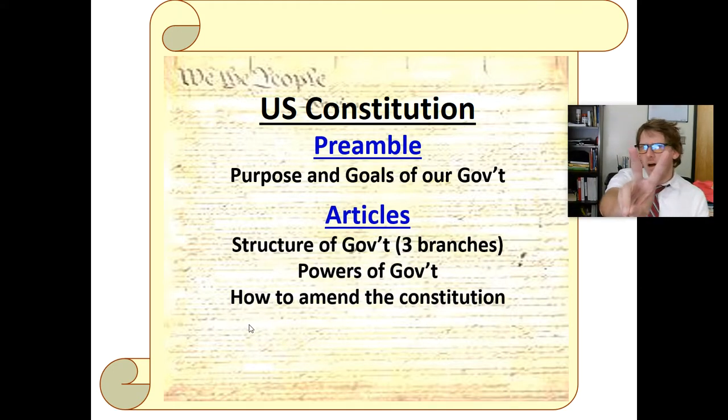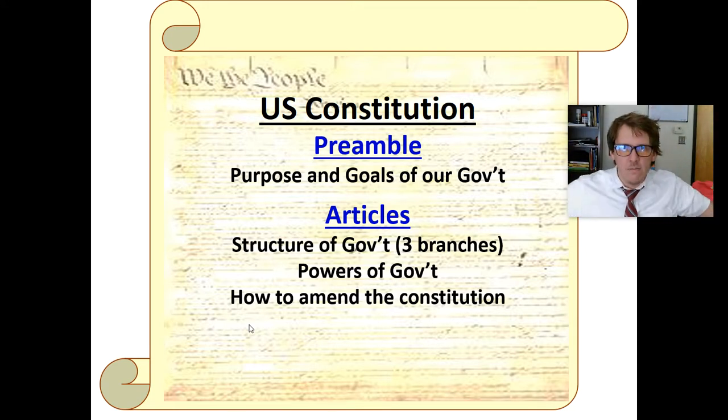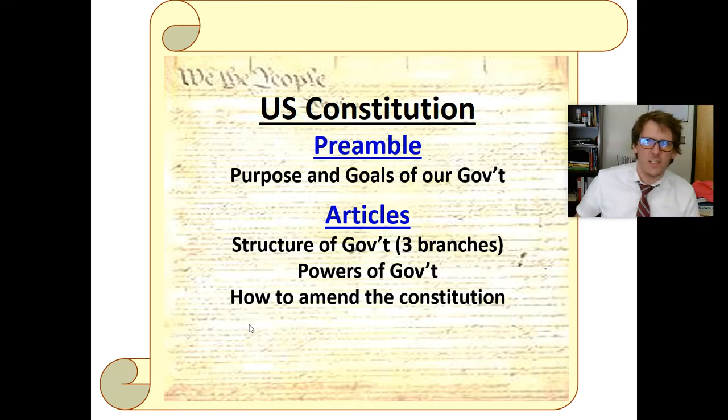The second part of our Constitution, where there are three parts, you should be able to list all three, are the articles. This is the body. This is the main important part of the Constitution. This is where all the details are written. It tells you about the structure of the government. It talks about all the three branches, the legislative branch and everything it does, the executive branch and everything that it can do, the judicial branch and everything it can do. It talks about how do you change the Constitution or how do you amend the Constitution. It tells us the specific powers of the government.